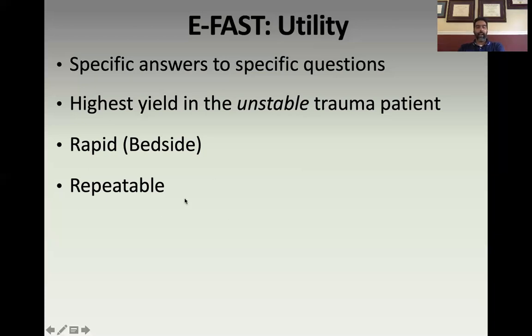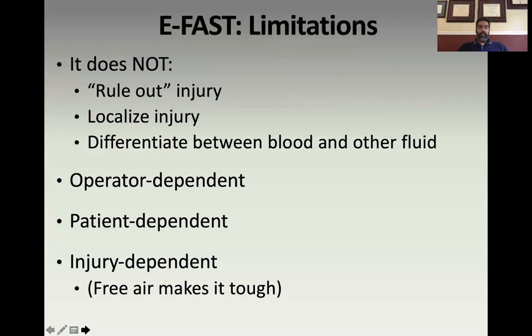So remember, the thing that really increases the yield for any point of care ultrasound study, especially the FAST exam, is the fact that you repeat it. You repeat it every time something changes, or if you're trying to monitor a patient for post-traumatic bleeding, doing serial FAST exams really increases the yield of the study. The things that the FAST does not do: it does not rule out injury. Just because there's no free fluid or blood in the belly or chest does not mean that there is not traumatic injury to the belly or chest.